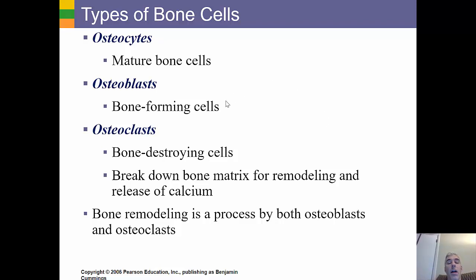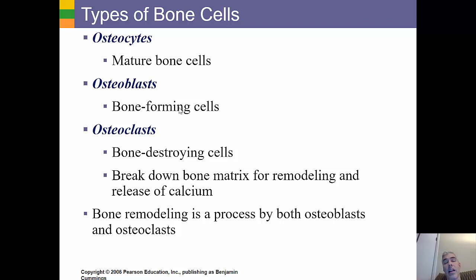And remember, osteoblasts build bone, so they're going to be stimulated by calcitonin, which takes blood calcium out of the blood and puts it into the bones. Where osteoclasts will be stimulated by parathyroid hormone, and those will break bone down to put calcium back into the blood.